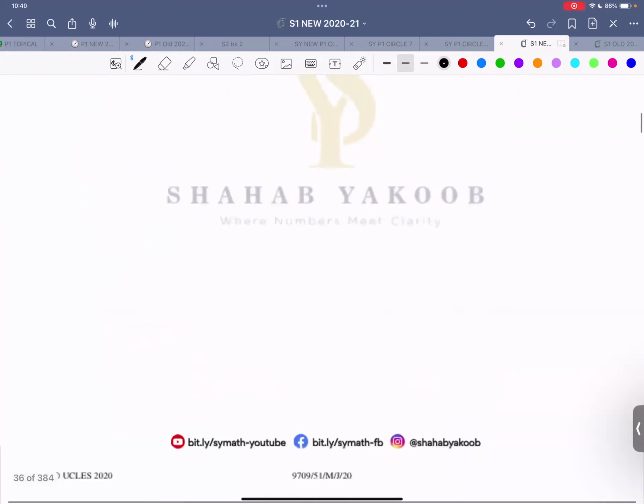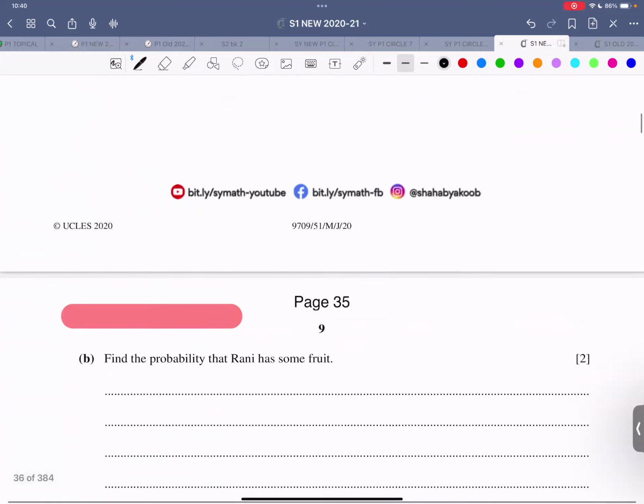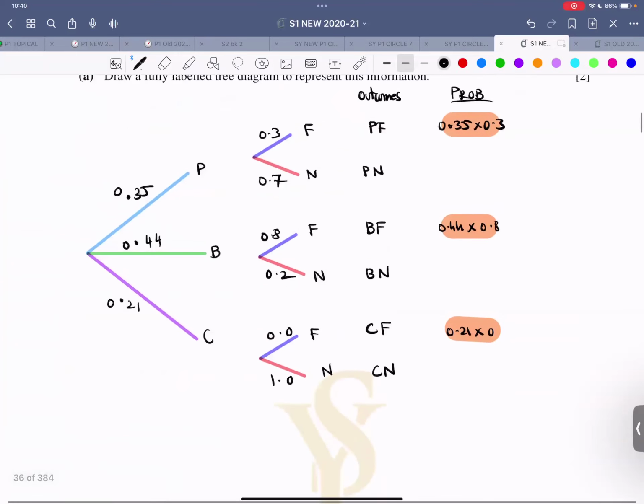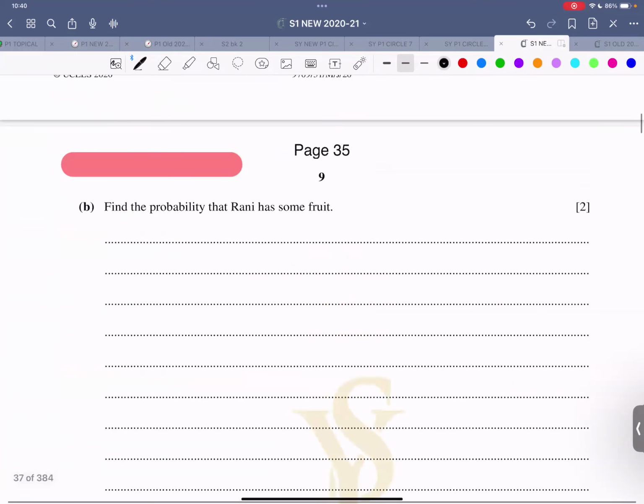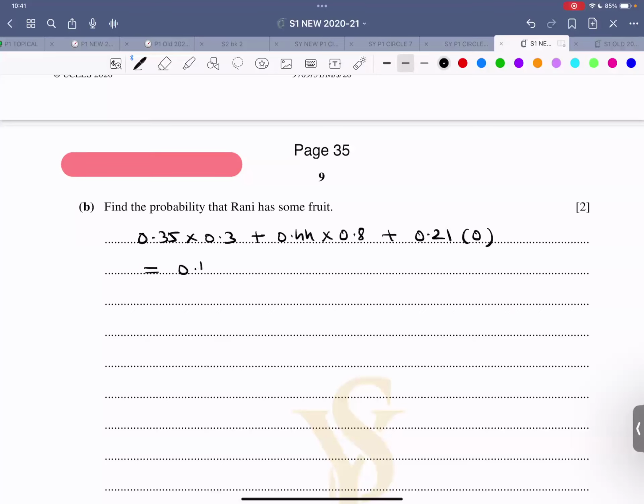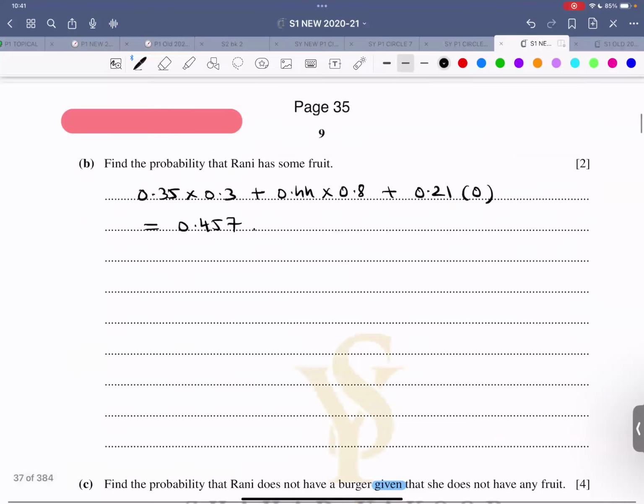Now, the second part, find the probability Rani has some fruit. So part B is 0.35 into 0.3, and then we have 0.44 into 0.8, and then we have 0.21 into 0. And this comes out to be 0.457. This is exact. That's the probability.